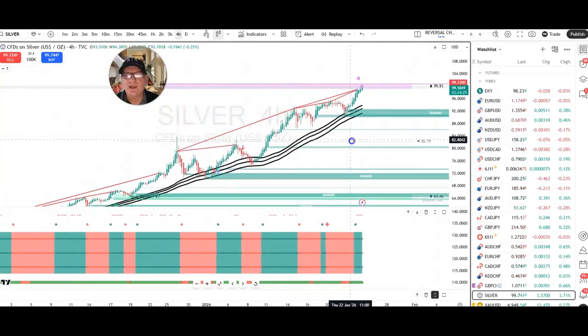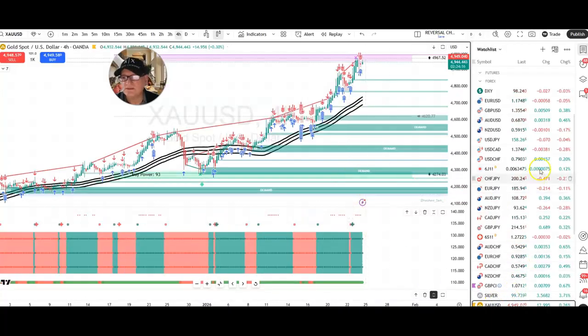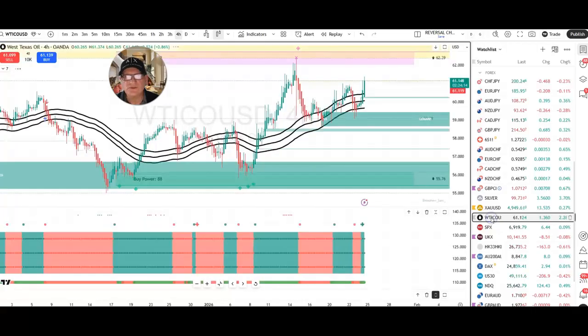Nice move on silver as well today, as it came down into the 50 moving average last night during the Asian session. Beautiful move there, and here and here. So the combination of these reversal charts and the quant flow dynamics is fantastic.